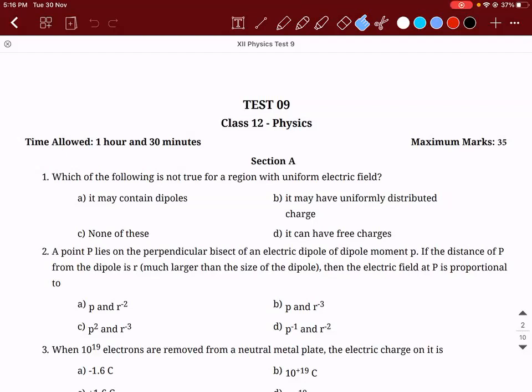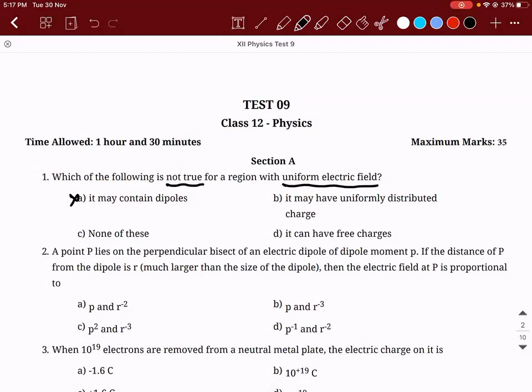So what is the answer for the first one? Which of the following is not true for a region with uniform electric field? It may contain dipoles. Yes or no? Is it true or not? It may contain dipoles. Answer is no.